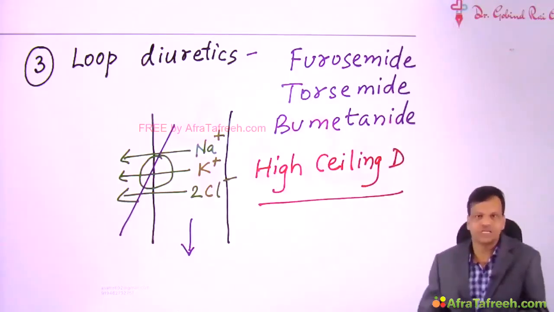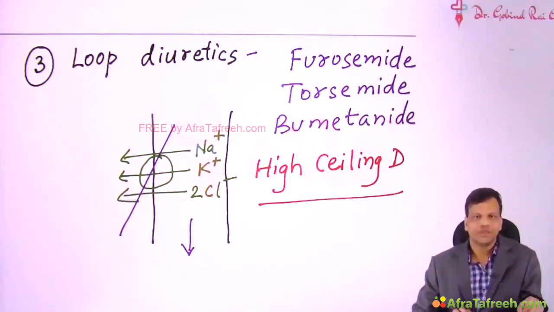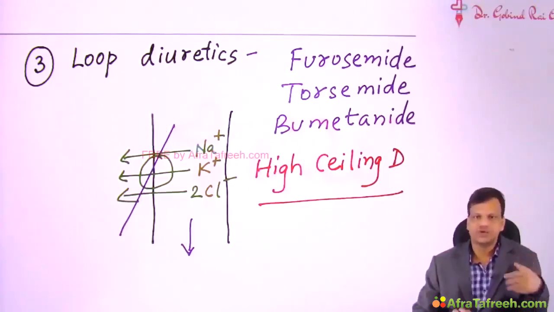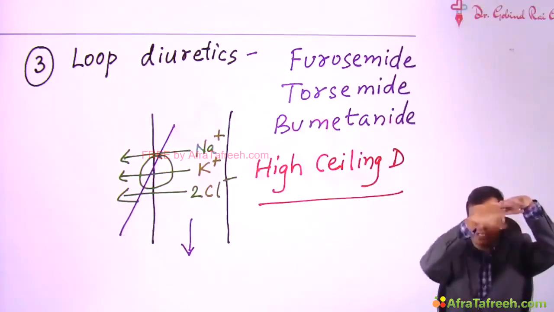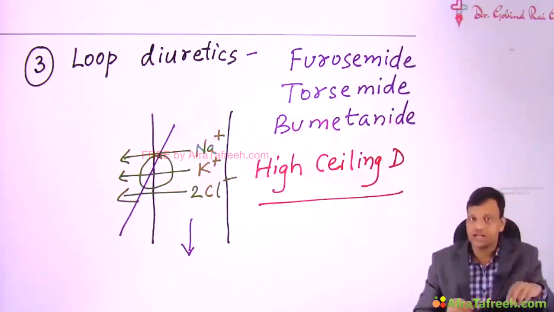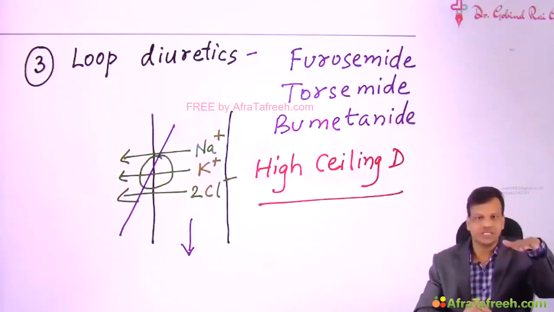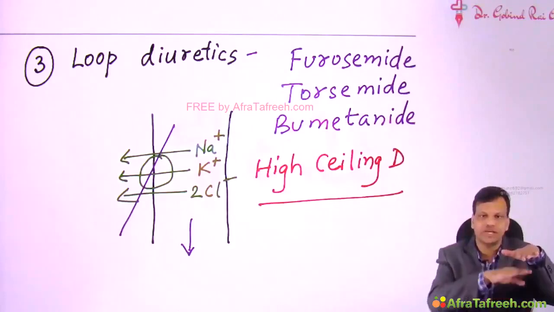The meaning of this term is loop diuretics can cause loss of large amount of sodium and water in the urine. If we give less dose, they can remove 500 ml of urine. If we increase the dose, they can remove 1 liter of urine. If we increase the dose further, they can remove 2 liters. They can remove 5 liters, they can remove 10 liters. That means their ceiling is very high. Ceiling is very high. That means we keep on increasing the dose, the effect keeps on increasing. On the other hand, another major group of drugs like thiazides have low ceiling. That means even on increasing the dose, the effect does not increase very much.